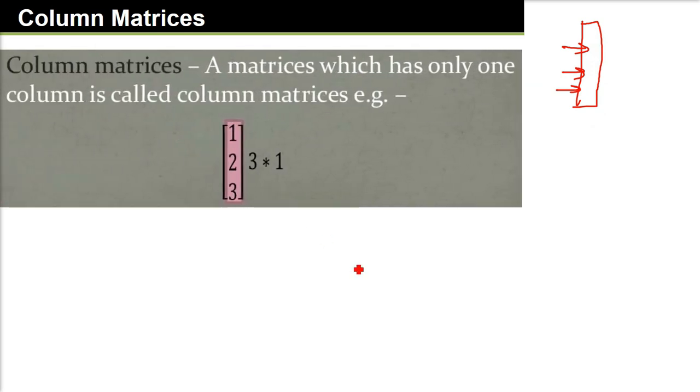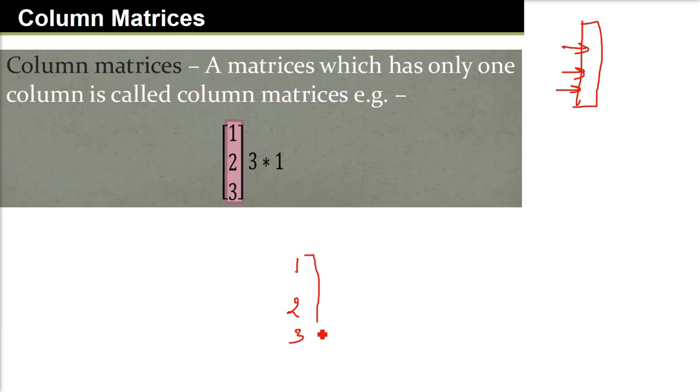Column matrices. In column matrices, there has to be only one column. The numbers, values, items are arranged in just one column. So a matrix which has only one column is called a column matrix.